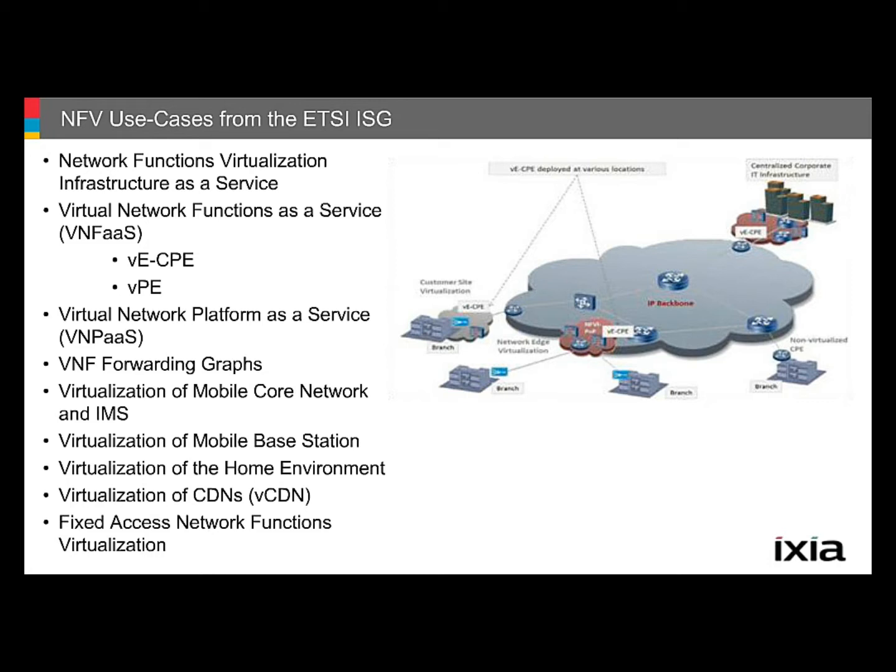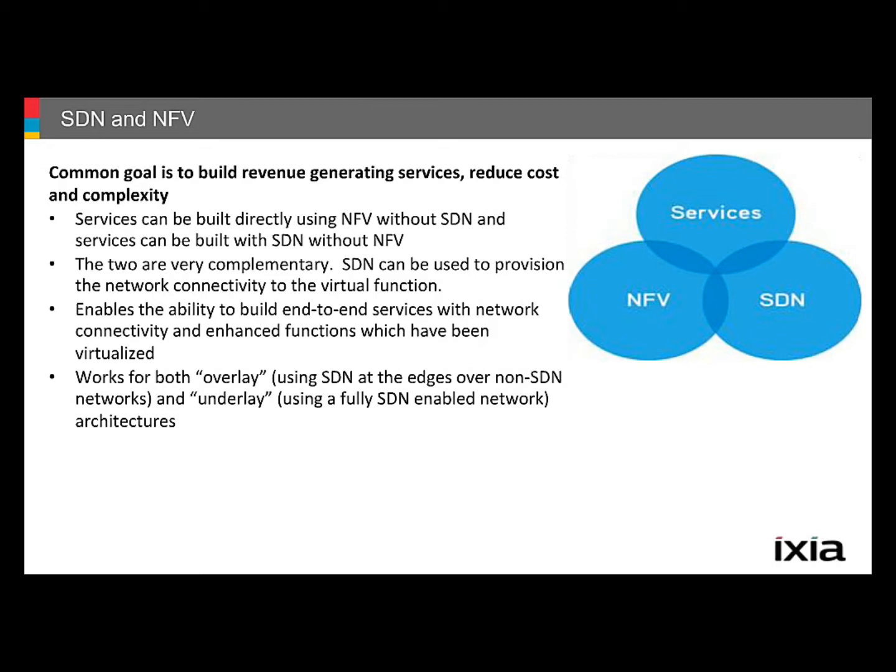Just a quick list of others: virtual network platform, VNF forwarding graphs, the virtualization related to mobile. So this includes the mobile core network and IMS, mobile base stations, virtualization of the home environment, virtualization of content delivery networks, and virtualization of fixed access network functions. So these are some high-level use cases, and many of these are being taken one step further into proof of concepts that are now up and running. I think within NetSea, last count, there are 11 proof of concepts that are based on these high-level use cases.